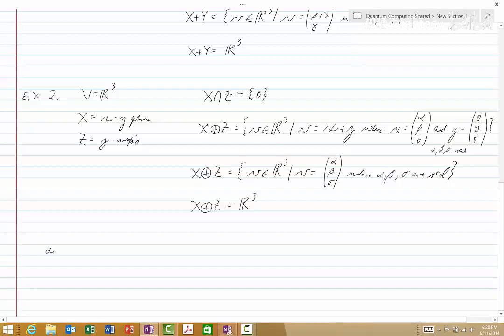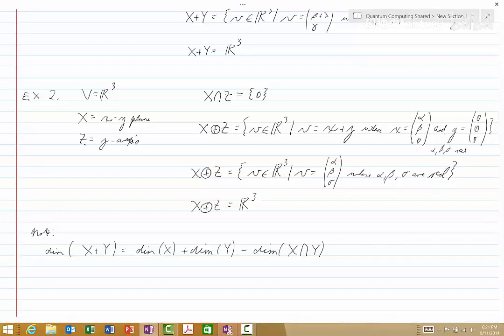The dimension of a sum is equal to the dimension of x plus the dimension of y minus the dimension of the intersection of x and y. This is a fact. I'm not attempting to prove this, but it's just a fact.